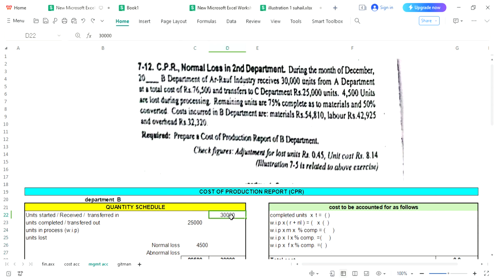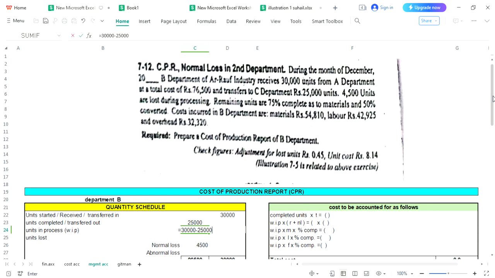Total units were 30,000 and units you have completed are 25,000. 4,500 are units lost. So how many units are remaining? For which what you will do, total units 30,000 they were, out of which you have completed 25,000. Subtract it.